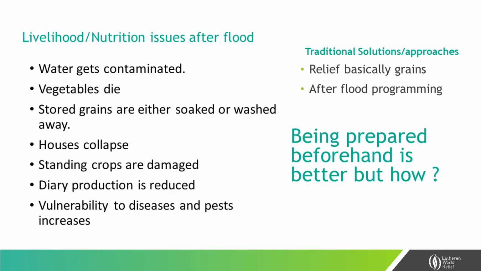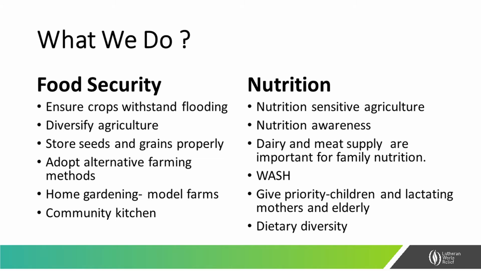What happens when there is flooding in the community? Water gets contaminated, vegetables die, stored grains are either soaked or washed away, and some houses collapse. Everybody knows these things. The traditional solution has been relief, going with chow chow or chura and distributing it after the flood enters the community. But being prepared beforehand is better, but how?